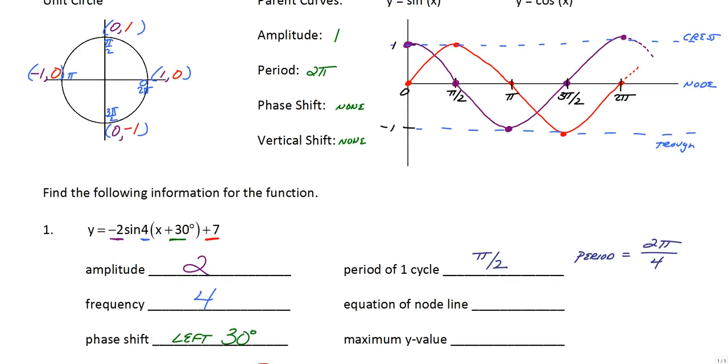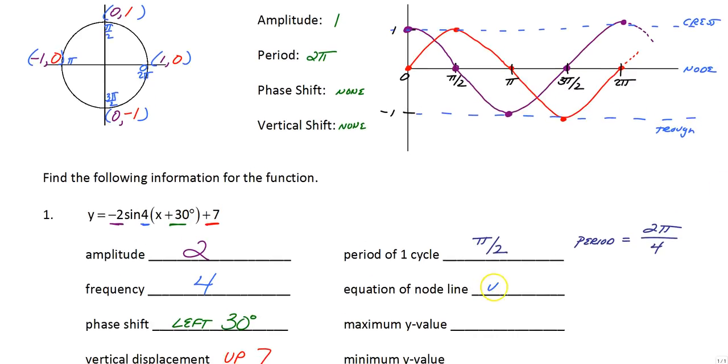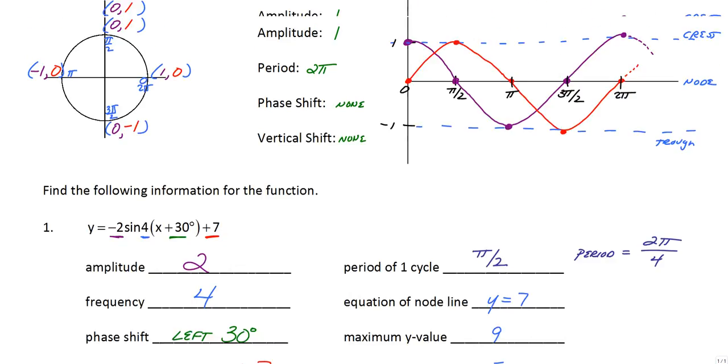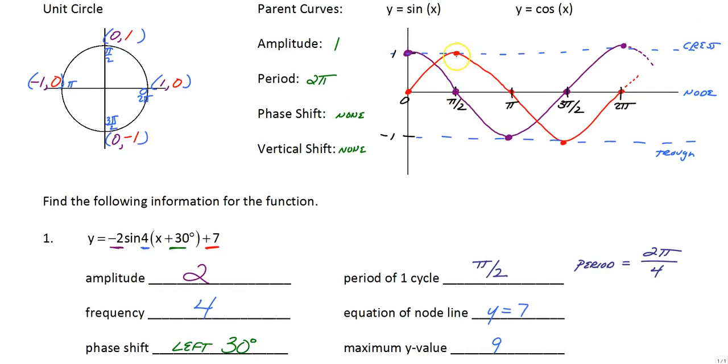So the equation of our node line would just be y is equal to 7 for this one, because that's our vertical shift. Our maximum value would be with our amplitude, so it would be 2 above 7, because if our amplitude is 2, that's 2 above 7, that's going to give us a maximum y value of 9. And 2 below 7 would give us a minimum y value of 5. Okay, because remember, amplitude is how far above or below the node line we are.